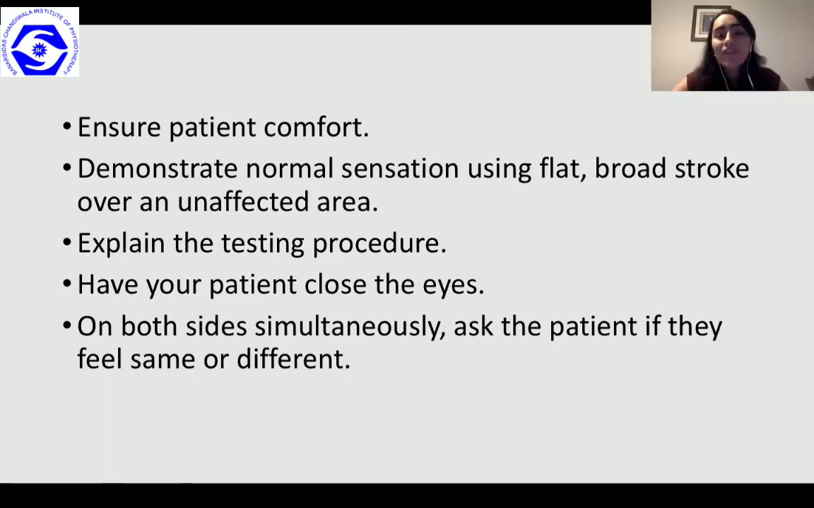And then we'll have the patient close his eyes, and we will test on both the sides simultaneously. And we have to ask the patient if they feel it is the same or if they feel it is different. So if the patient tells that it is different, that means that dermatome is affected. Then we'll ask him how different he feels. Does he feel less on the affected side, or does he feel more sensation on the affected side?